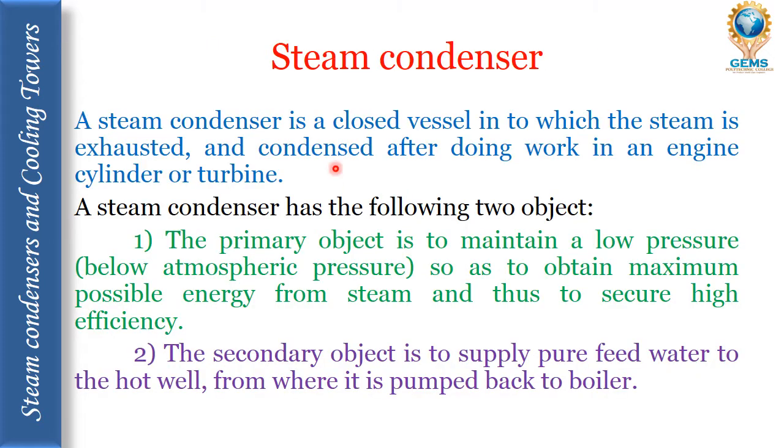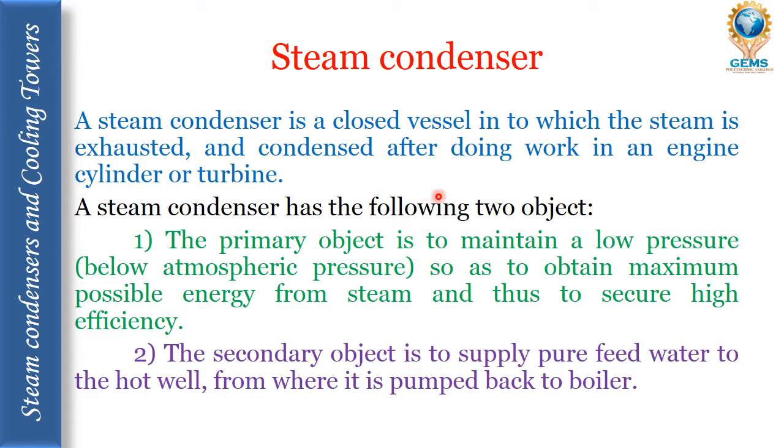Now let's see the steam condenser. A steam condenser is a closed vessel into which the steam is exhausted and condensed after doing work in an engine cylinder or turbine. So the steam condenser is used to condense the steam which is exhausted from the turbine after doing the work.